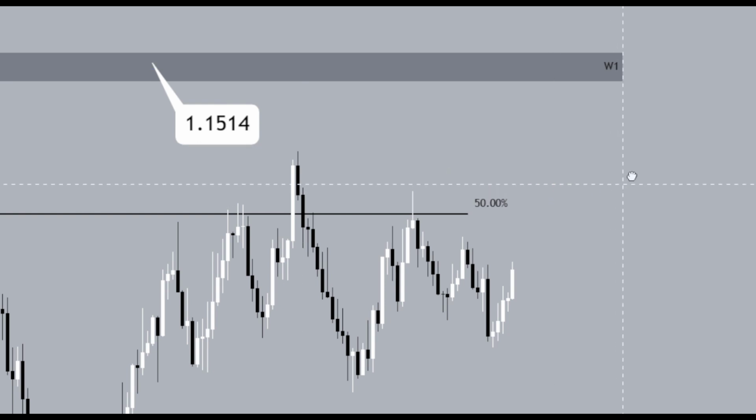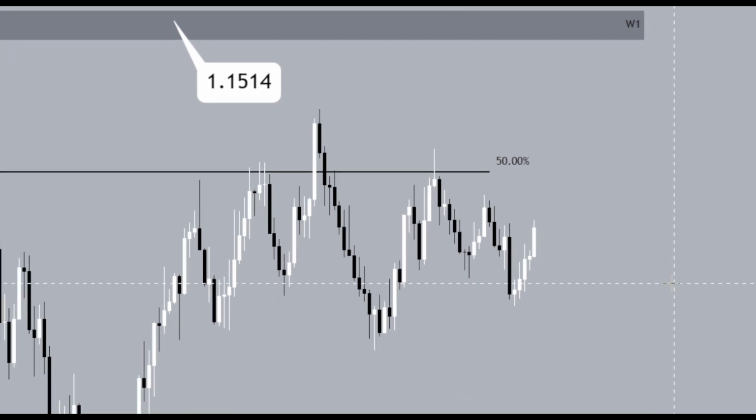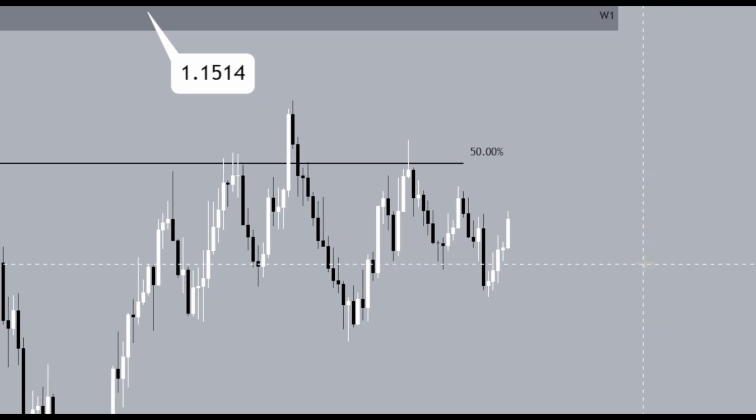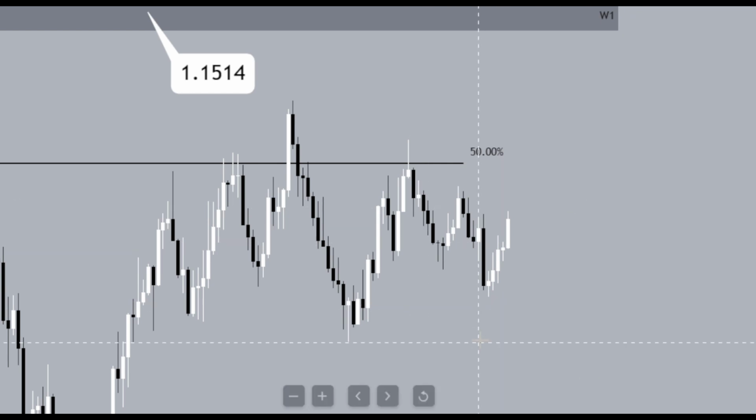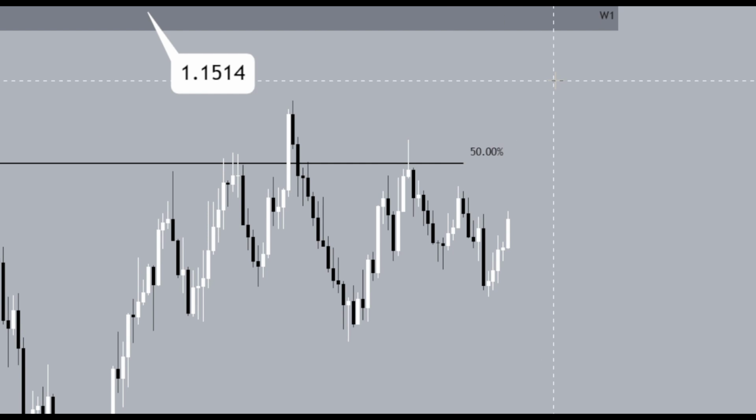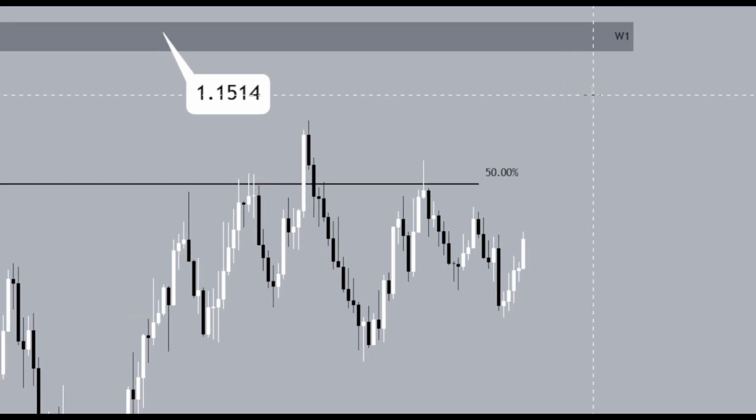1.1514, right? So from here, we need to understand, yes, we're in a discount. So this gives us an automatic ICT kind of perspective that we should be looking for buys, right? Longer term, we're bullish, right? So that doesn't mean we only look for buys, but on the higher time frames, we are higher time frame bullish, right? So longer term, we are bullish.